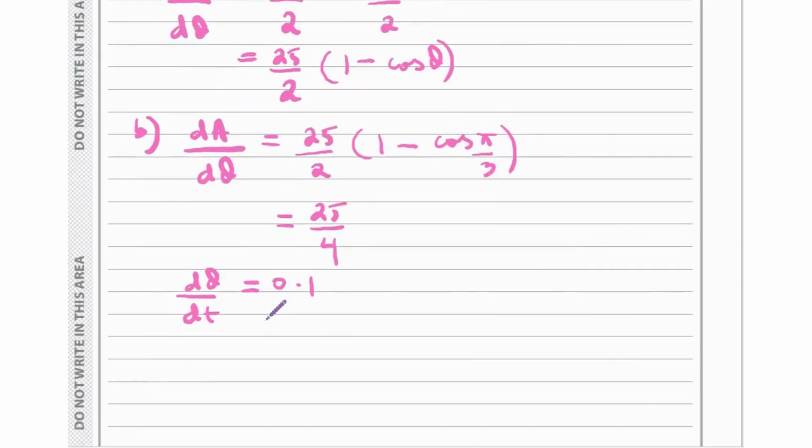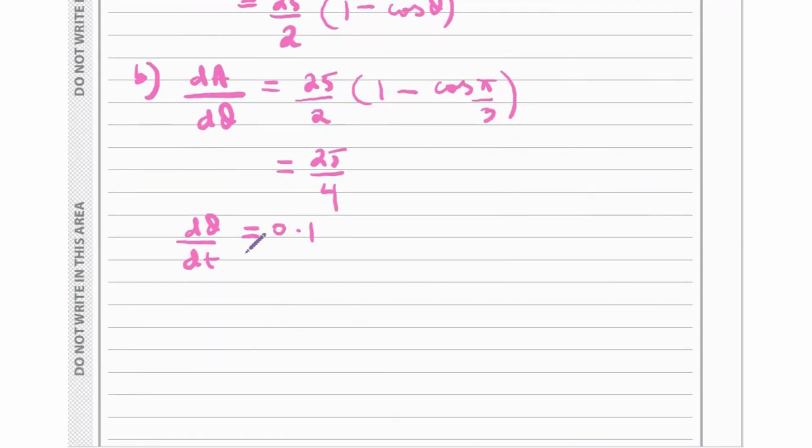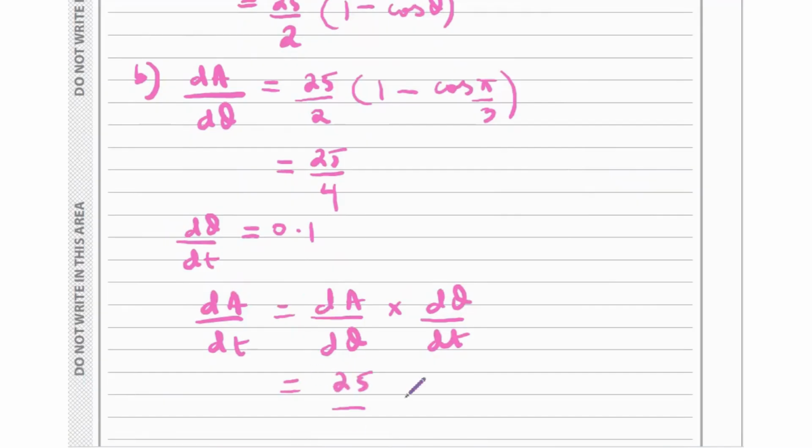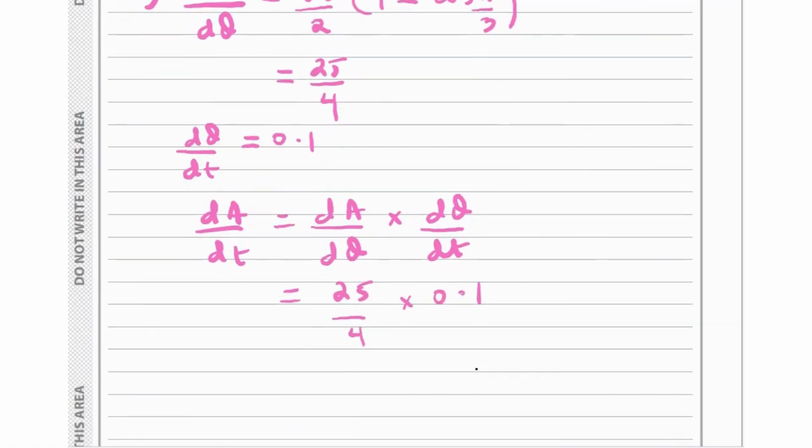So to find dA by dt, that's dA by d theta times d theta by dt. 25 over 4 times 0.1, which gives us a value of 5 over 8 centimeters square per second. That is the answer.